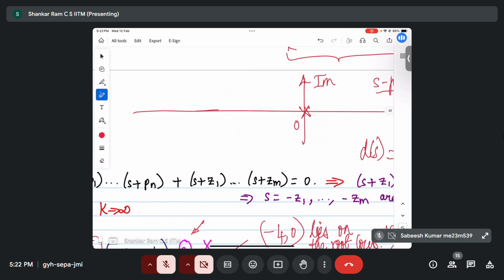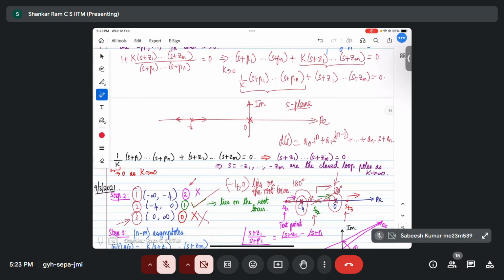What do you think are the two choices? Sir, along the positive real axis and along the negative real axis. Exactly, so we are left with only two choices. The branch starting from -4 can either go along the direction of the positive real axis, or it can go along the direction of the negative real axis. So these are the two choices. Now the point is which direction it can go along.